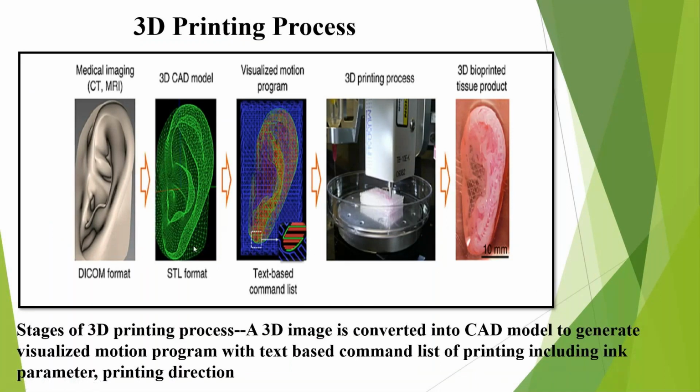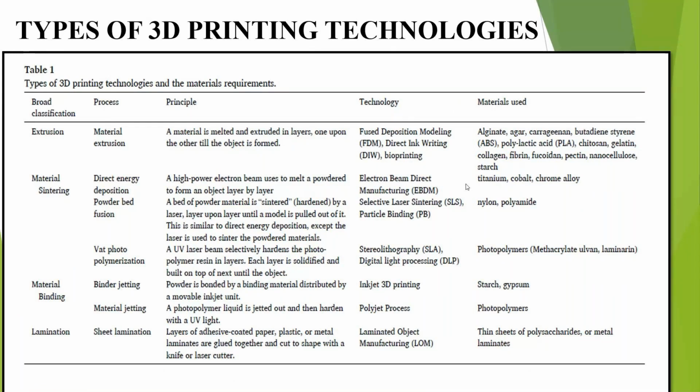Initially, the 3D image is converted by using CAD software to generate a visualized motion program with a text based command list of printing, which runs in the background of the work and includes the ink parameters and the printing directions. After the visualized motion program, we convert it into the 3D printing process, and after that it becomes the 3D bioprinted tissue product. And these are the different types of 3D printing technologies, which include extrusion, material sintering, material binding, and lamination type. And this shows the process, the principle involved in these printing technologies, and the materials we have used.